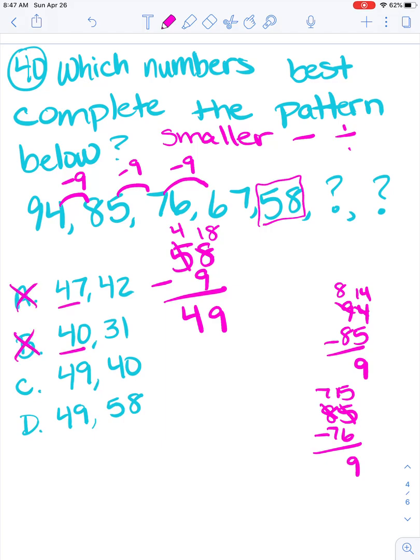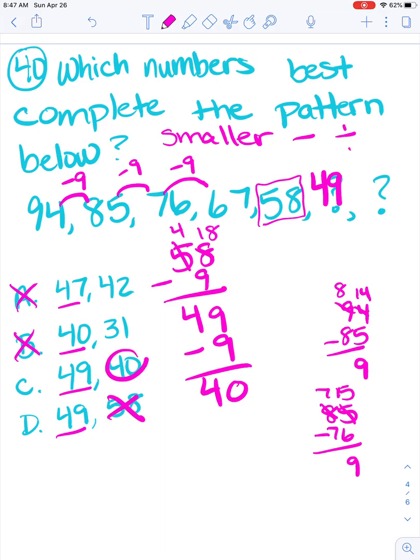49. Well, this says 47, this says 40. Those are both wrong. We have a 49 and a 49, so let's keep going. Now we're going to do 49 here. We're going to subtract 9, and we get 40. This was 58, this was 40, so C is our answer. That's how you determine that.